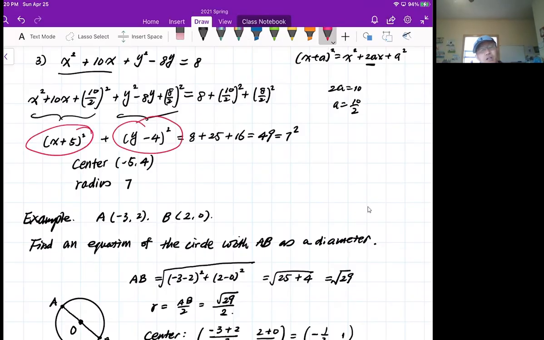I give everyone 30 seconds to 1 minute to try to understand the perfect square. Completing the square is very important.